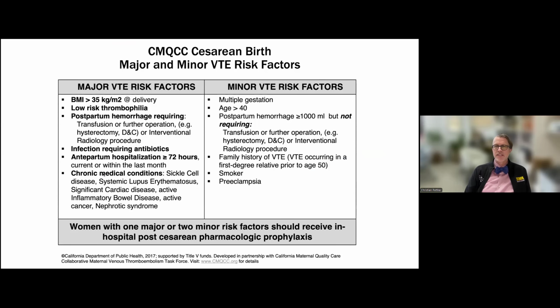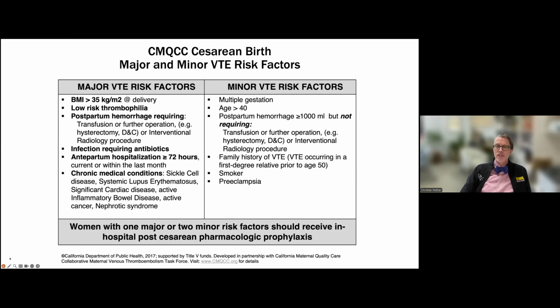And this is the CMQCC recommendation around thromboprophylaxis in patients with cesarean birth and whether or not they have major risk factors or minor risk factors. And the major risk factors are related primarily to BMI or obesity, postpartum hemorrhage with transfusion, and infection, prolonged hospitalization, and then some specific chronic medical conditions. And those are really easy to keep track of or even build into your electronic health record. And then they have these minor risk factors, which include smoking and preeclampsia.